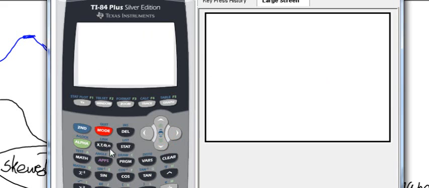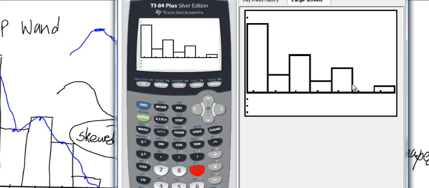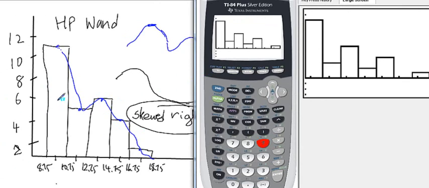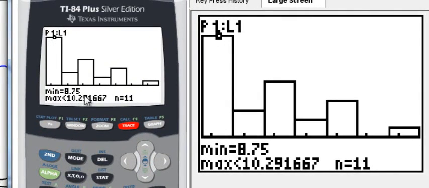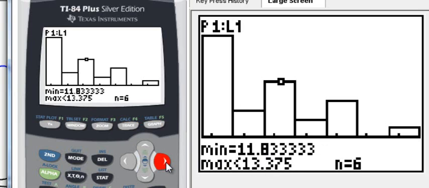So then when I quit this and I go to zoom 9, remember that's zoom stat, this is the histogram it gives me. Okay, this looks a little different than what we've drawn, because here on our graph we had 5 classes. Here they have 1, 2, 3, 4, 5, 6, 7 classes. Okay, and you can tell what each of the bars are if you hit trace. So it'll tell you that there's 11 pieces of data here with a min of 8.75 and a max of 10.29. Then from 10.29 to 11.83 there's 3 bars, and so on.